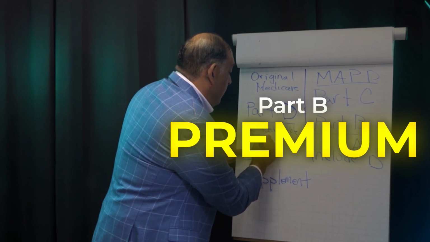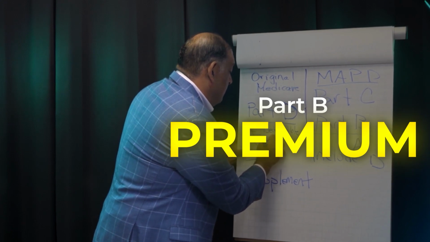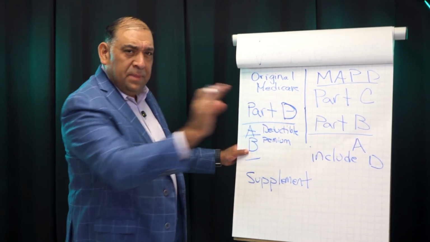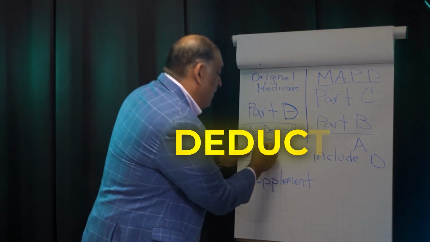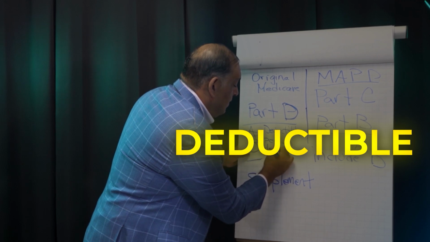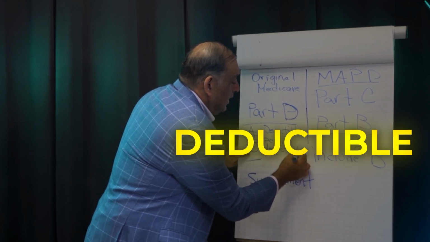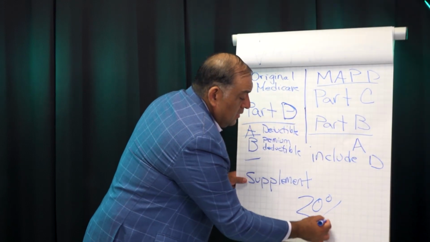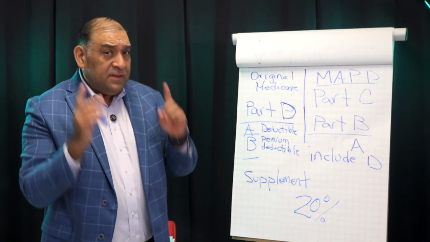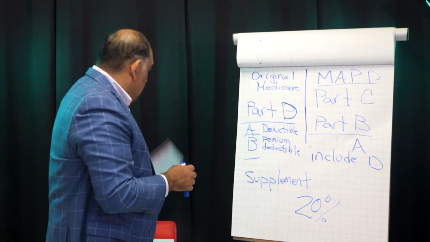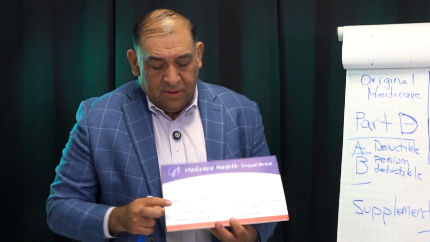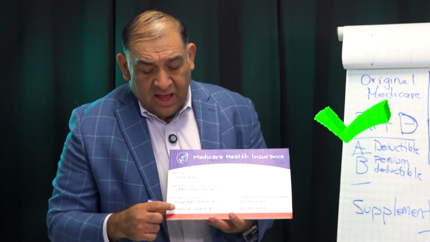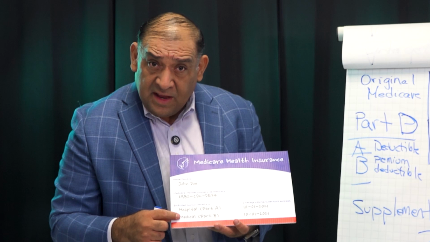With B, you have a premium. I know that's kind of small, but you'll see the words pop up during my presentation. You'll have a premium and a deductible. And guess what? We cannot forget the famous 20%. Okay? So if you decide to go to original Medicare, you're gonna have that deductible for your hospital stay. You're gonna have a deductible for your doctor stay.